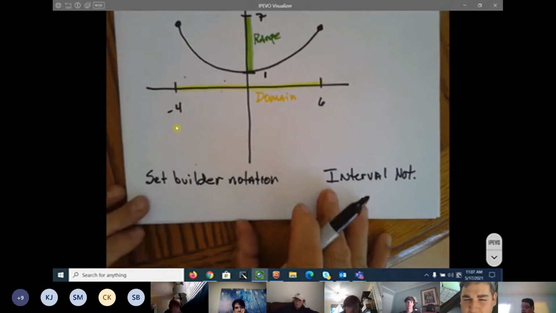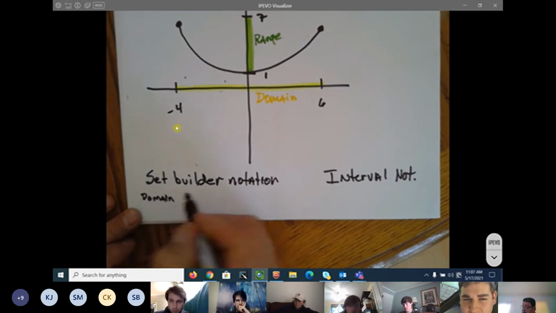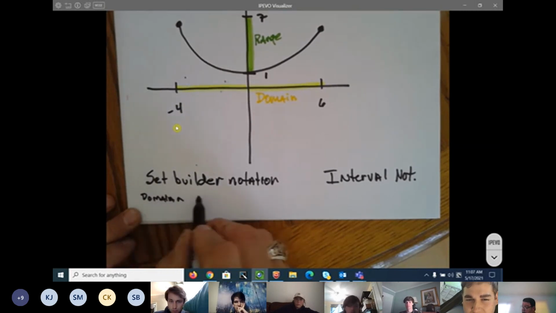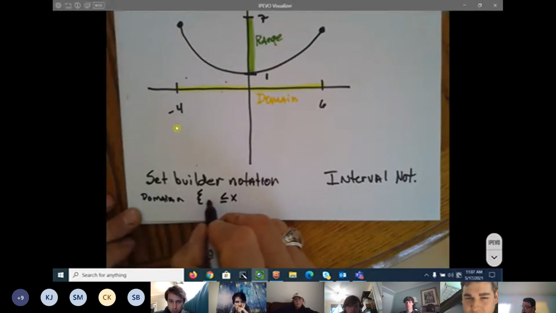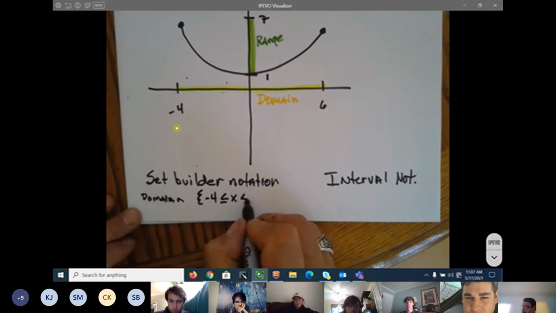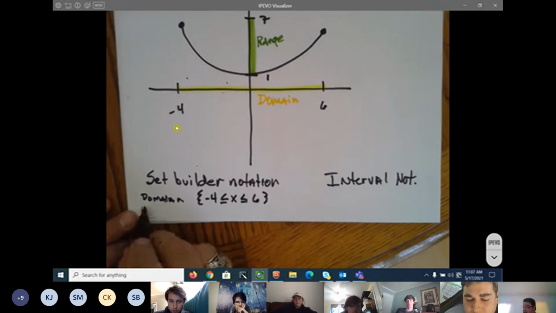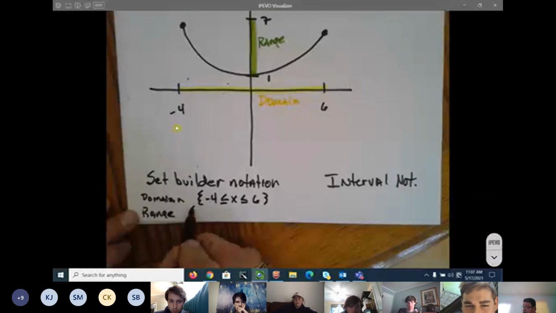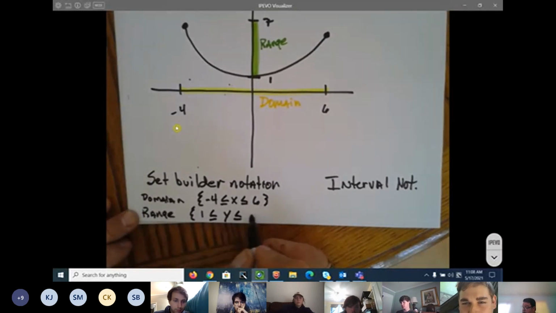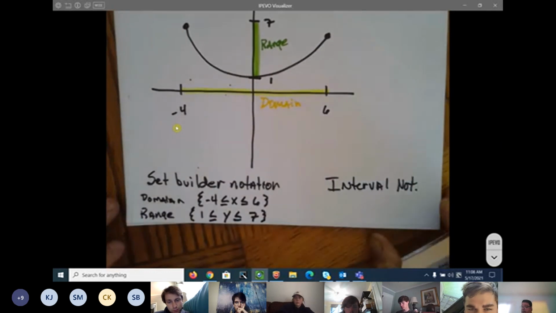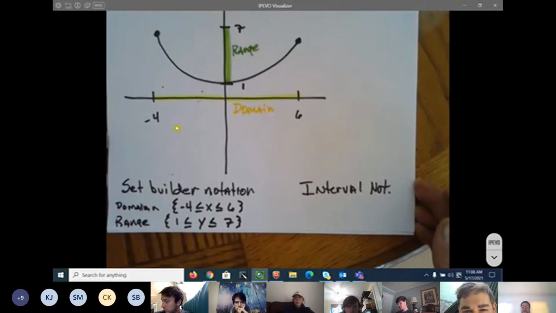Set builder notation, your domain. Braces. X is between -4 and 6. Range is from 1 to 7. How do you do interval notation?